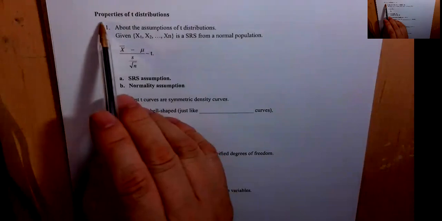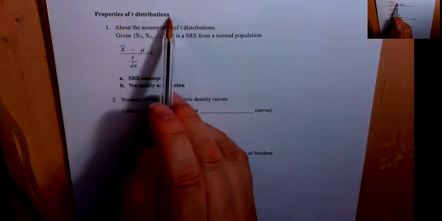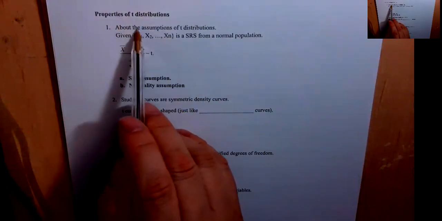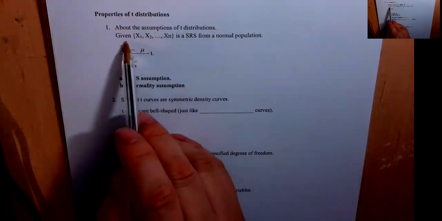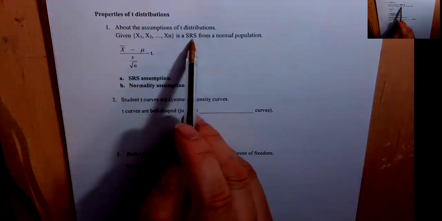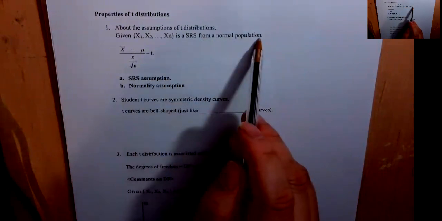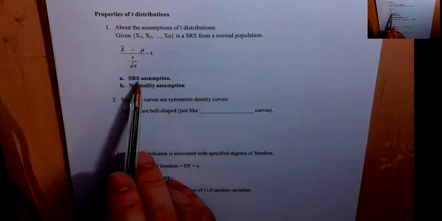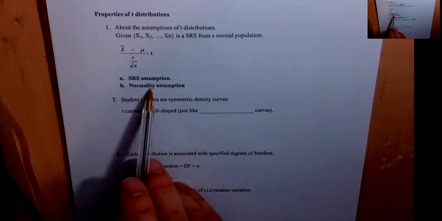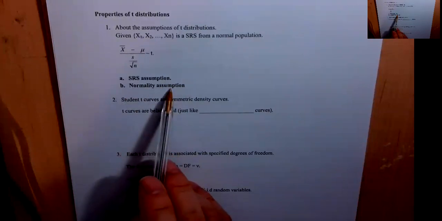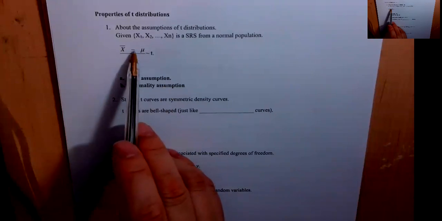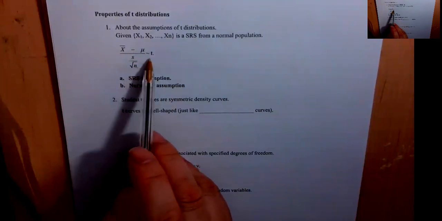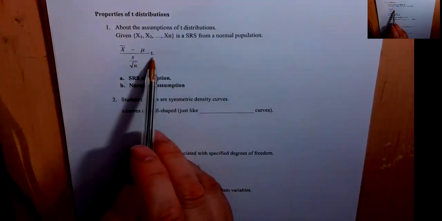Okay, next, let's look at the properties of the t-distribution. The first one is we summarize what we got from the previous discussion about the model assumptions of the t-distribution. Given x1 up to xn is a simple random sample from a normal population. In this statement, we make two model assumptions. One is the simple random sample assumption, and the other is the normality assumption. After making these two assumptions, we say the sample mean subtracted by the population mean, over the sample standard deviation divided by square root n, follows a new distribution called the student t-distribution.